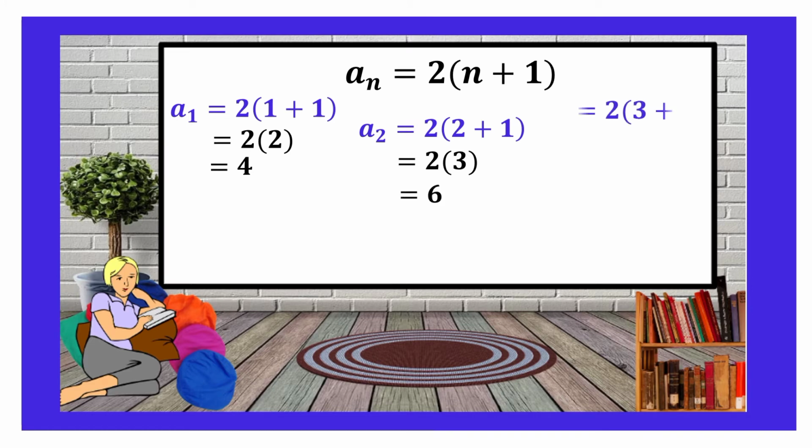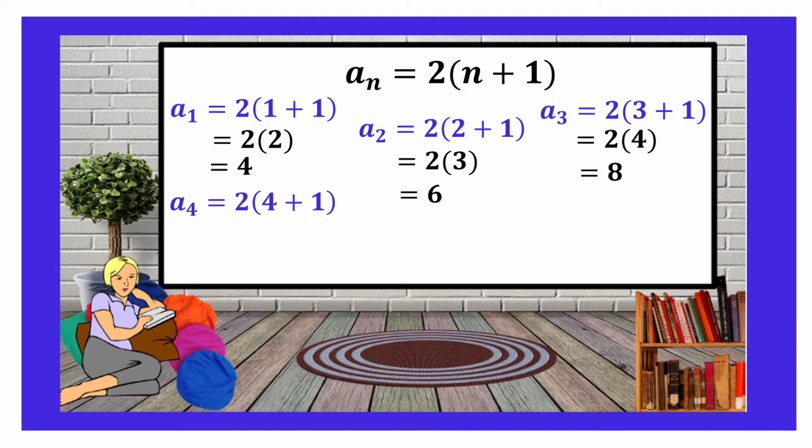If n is equal to 3, then we have 2 times the quantity 3 plus 1. 3 plus 1 is equal to 4. So we now have 2 times 4, and that is equal to 8. That's our third term.